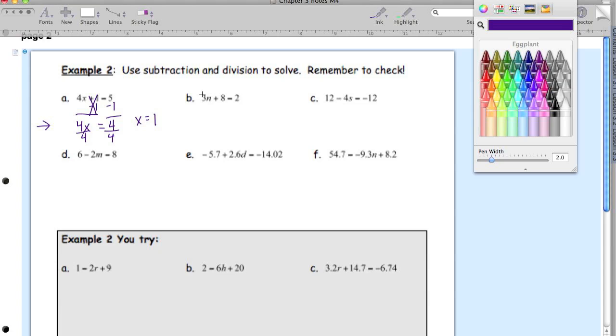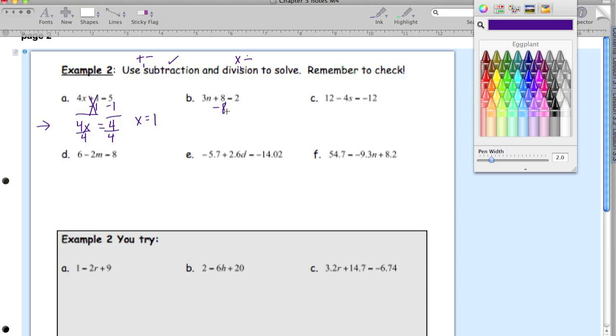In letter B, the first thing you have to do here, in the directions they even say subtract. So you want to add or subtract first, multiply or divide second. In this 3n plus 8 equals 2, this 3 and the n, they're attached. They're like stuck together. So we need to get rid of the things that are further out first.